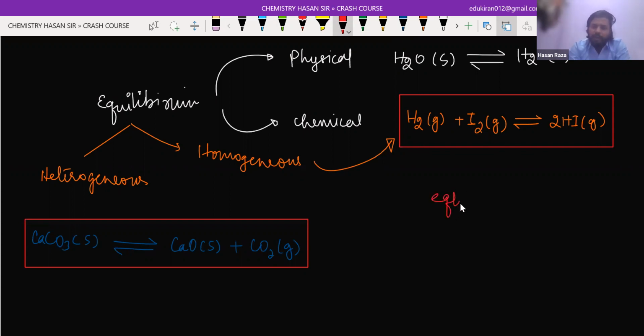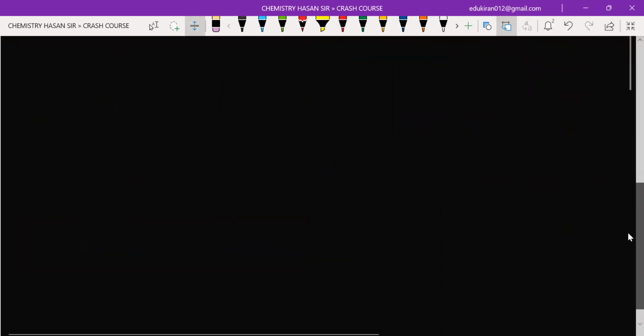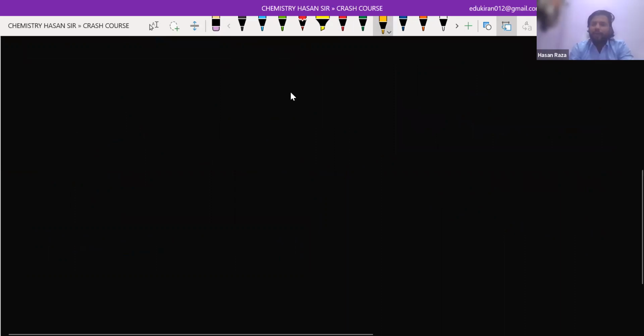Always remember that this equilibrium will be achieved only in a closed vessel. That means basically it's a very common thing in this, and in an open vessel you cannot achieve any equilibrium. Because equilibrium, that means reactant is converting into product as well as product is also converting into reactant. And if any one of them is in gaseous state and the container or vessel is open, that gas will be out from the vessel and equilibrium will not be achieved. Is that clear? Yes.